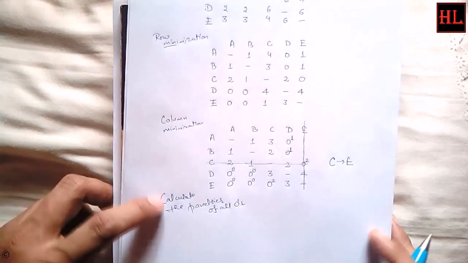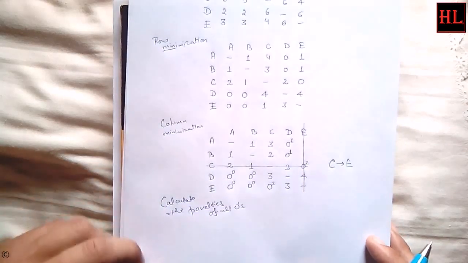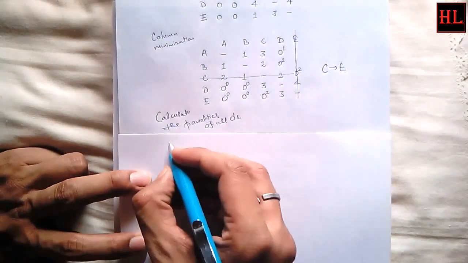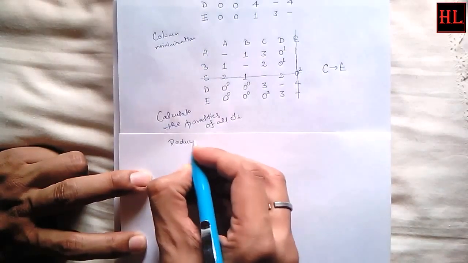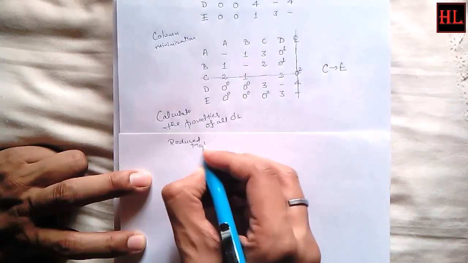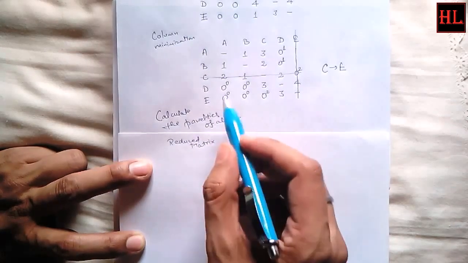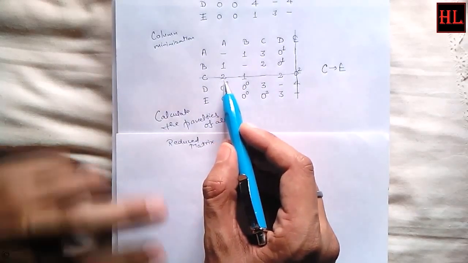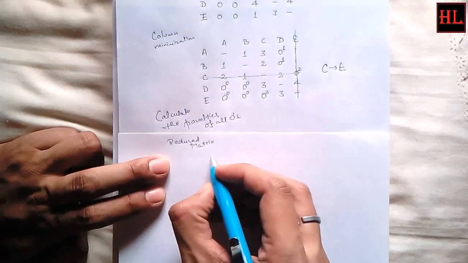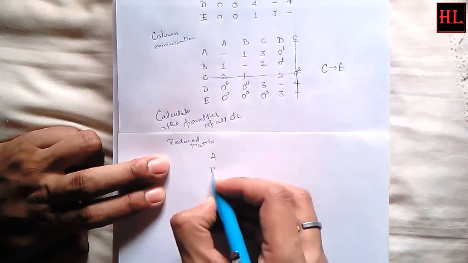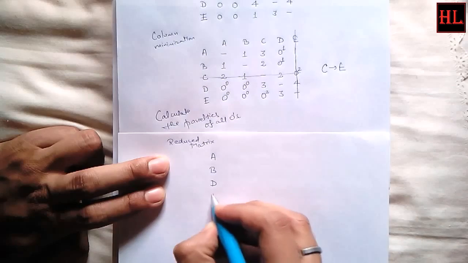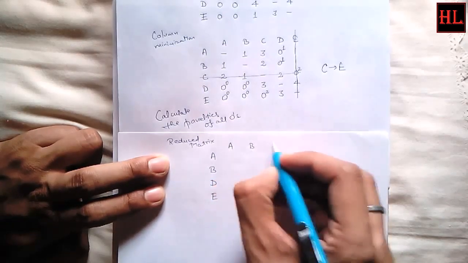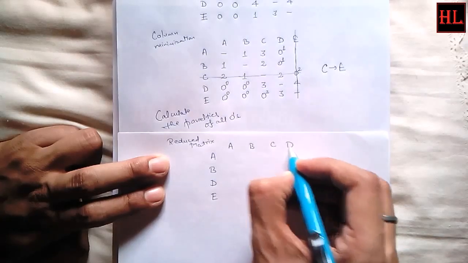So now as we have made the assignment, we need to write the reduced matrix. To write the reduced matrix, we'll not consider the row corresponding to C and the column corresponding to E, and we'll write the resulting reduced matrix with columns A, B, D and E, and rows A, B, C and D.